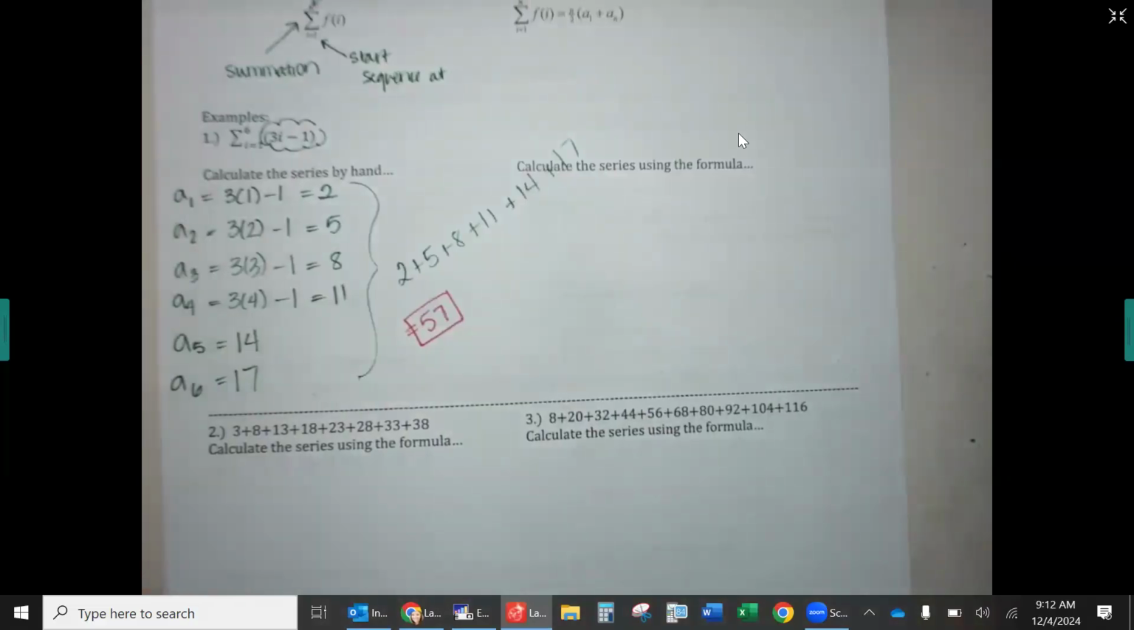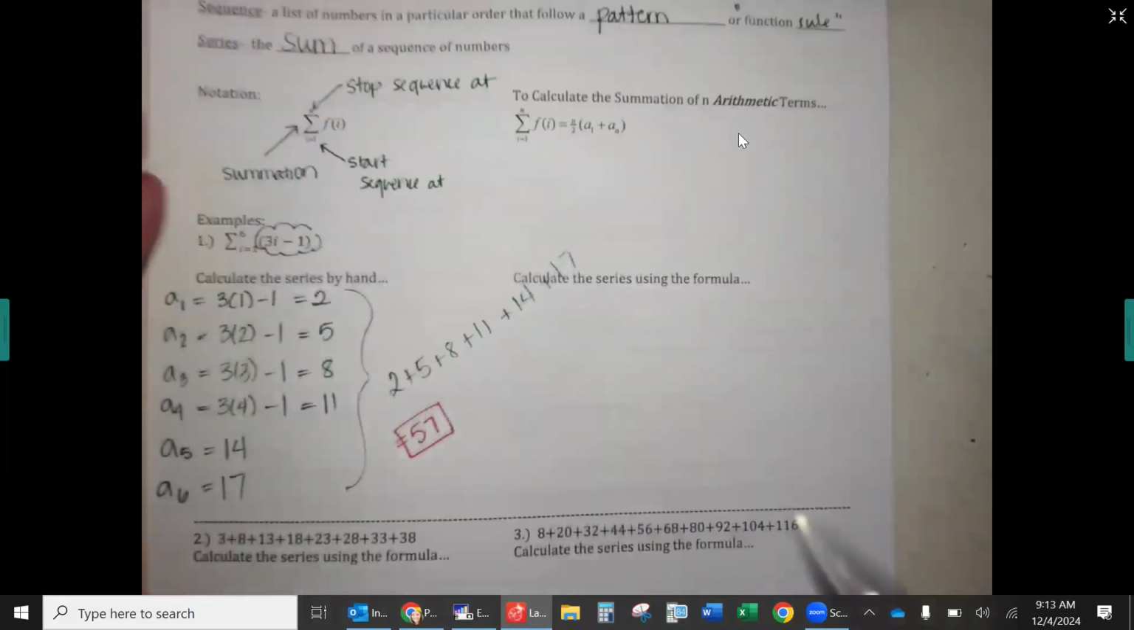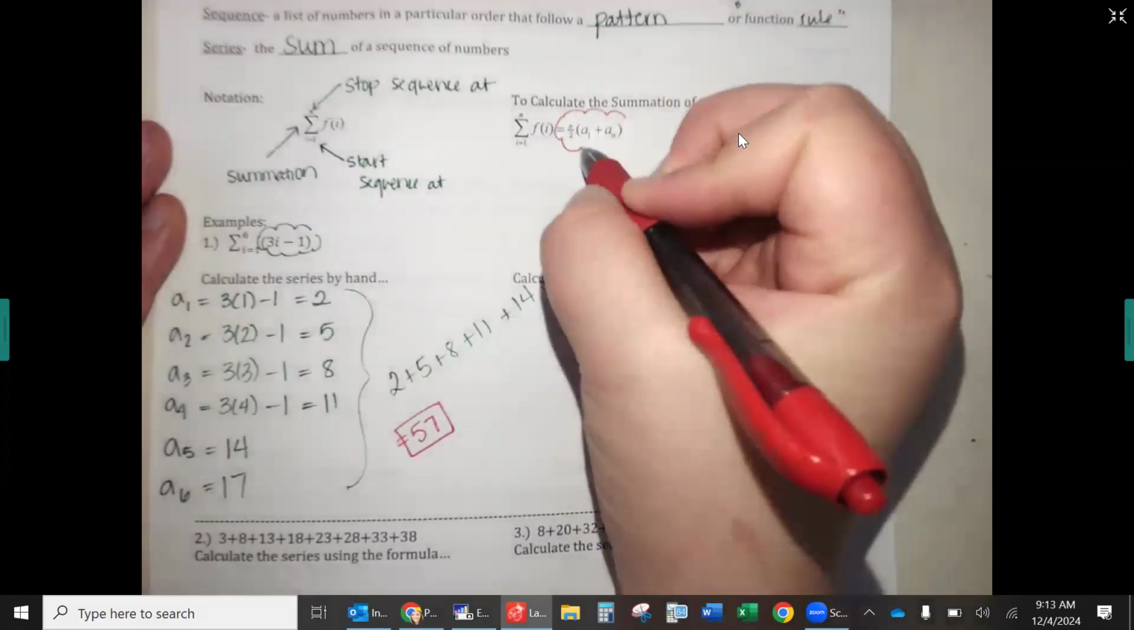Now, let's say it's a long list, not a short, quick list. There is a formula that you can use to find this without having to write out the whole list and add up all the numbers. Your formula is right here.